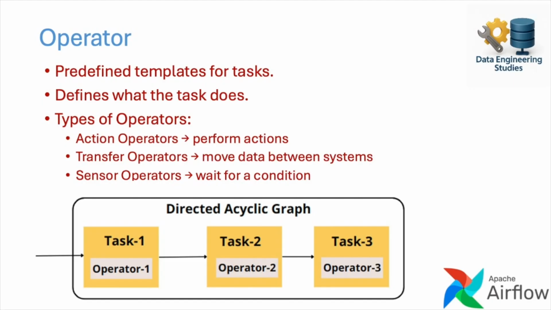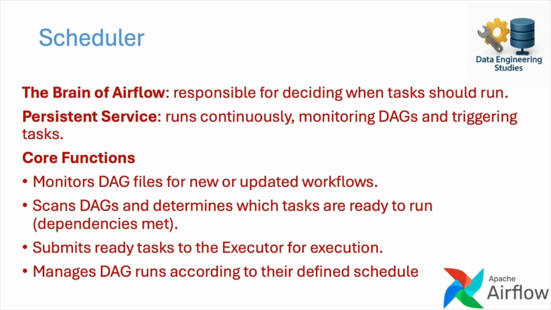Sensor operator is used to wait for specific condition like checking a file arrived before or moved after. The next component is scheduler. The scheduler in Apache Airflow is often called the brain of Airflow. It is responsible for deciding whether the task should run. It acts as a persistent service, running continuously in the background, monitoring the DAGs and triggering the tasks.